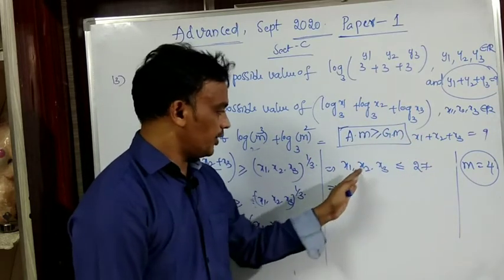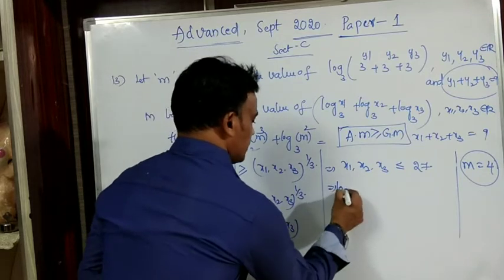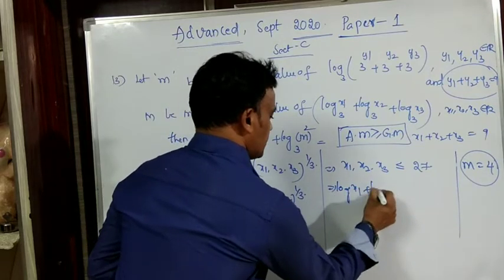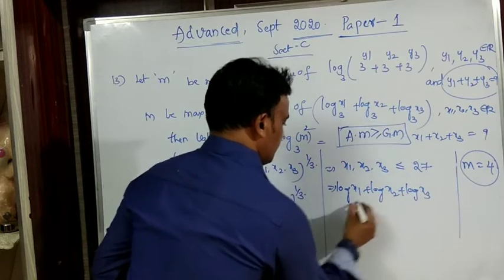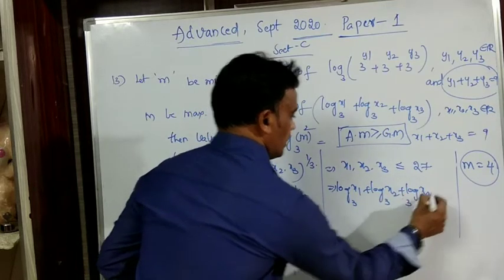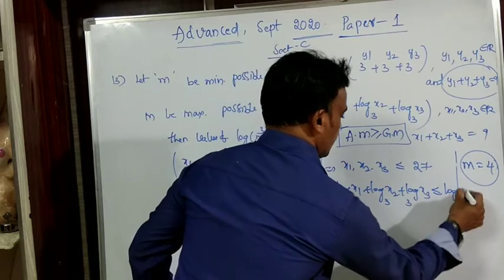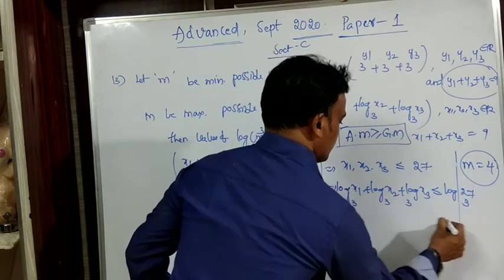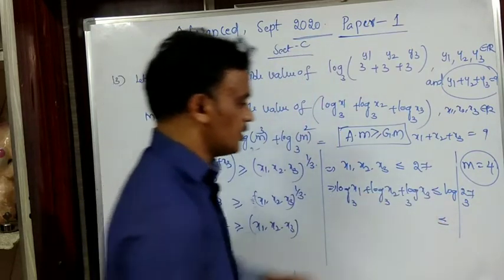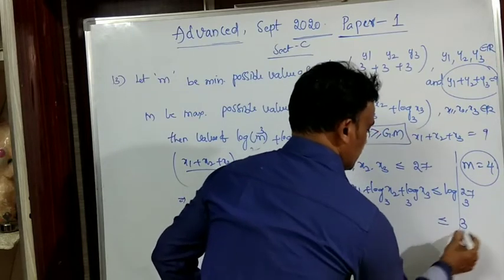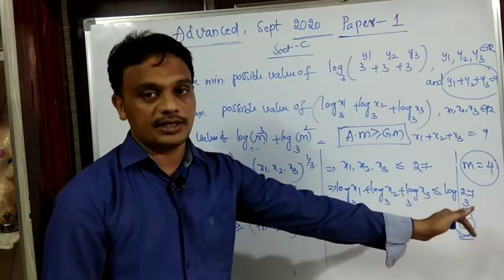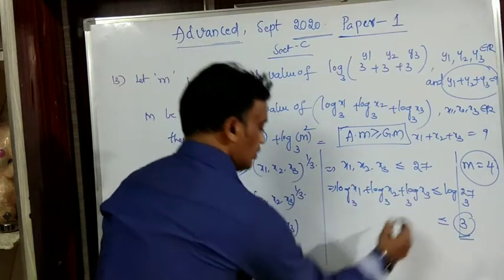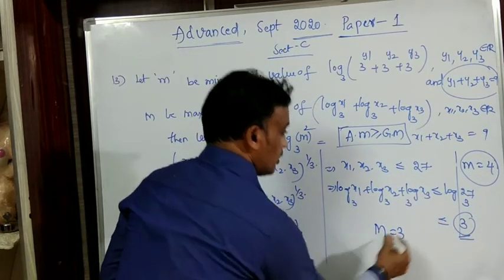So the logarithm of a·b·c I can write as log a + log b + log c, base 3, which is less than or equal to the logarithm of 27 base 3, which is 3. So 3 is less than or equal to 3, and that 3 is the maximum value. So capital M equals 3.